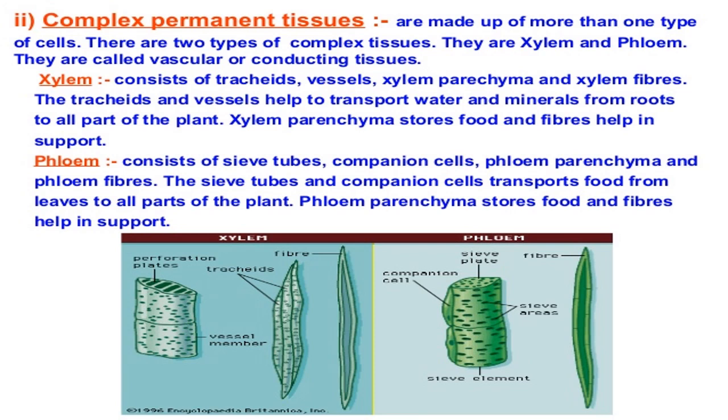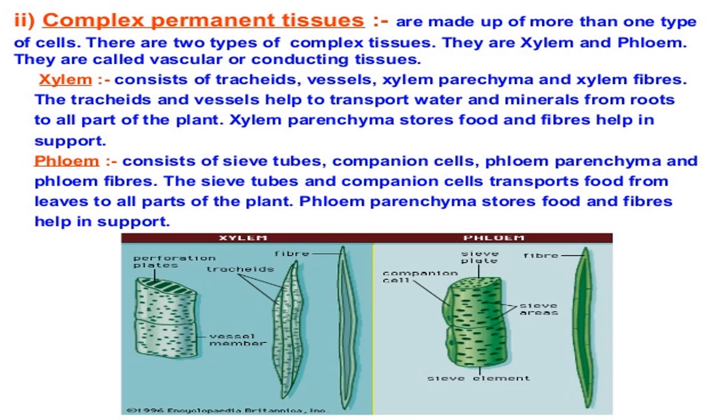Now tracheids are elongated cells with tapering ends. They also conduct water. Since tracheids do not have open ends like the vessels, the water has to pass from cell to cell via the pits. Now xylem parenchyma stores food and helps in lateral conduction of water.